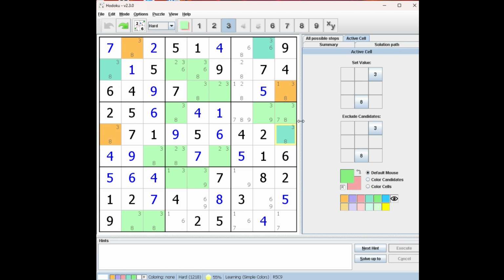And we can see by deduction, whichever of these is true, one of these must be true. This can never be three, because the simple deduction here is that a simple three that sees both other colors can be removed. That's the pattern.